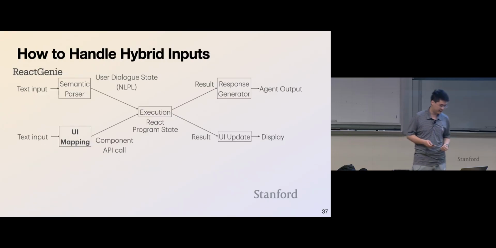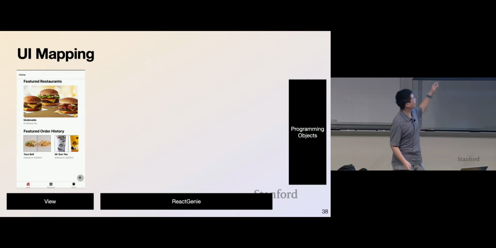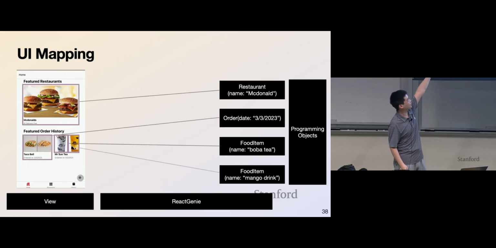Next up is UI mapping. So in the UI map, React Genie has a little runtime that, when the app is running, keeps a mapping between all the programming logic objects and all the pixels on screen, and which pixel maps to which object.